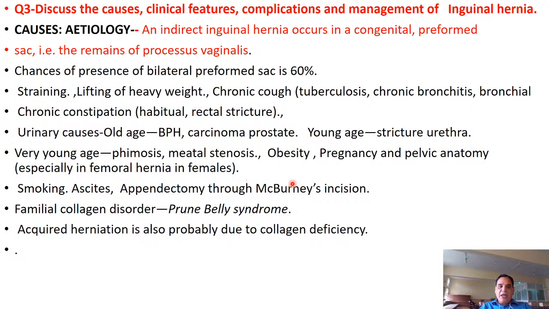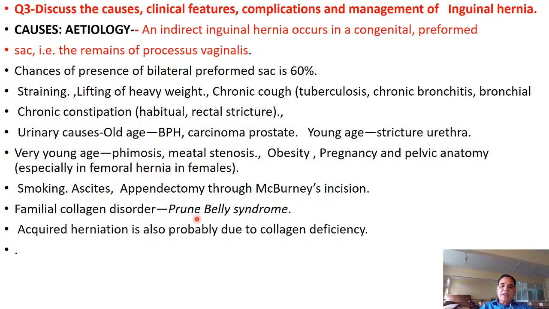Obesity, pregnancy and pelvic anatomy. Because the pelvis is wider in females as compared to males. It is more transverse. Because of that anatomical disposition, femoral hernia is common or only occurs in females. So these are the causes. Smoking, ascites, and these days appendectomy done through McBurney where one of the nerves is cut will also give rise to hernia formation. The present day concept, I told you last time, is that it is a collagen disorder.